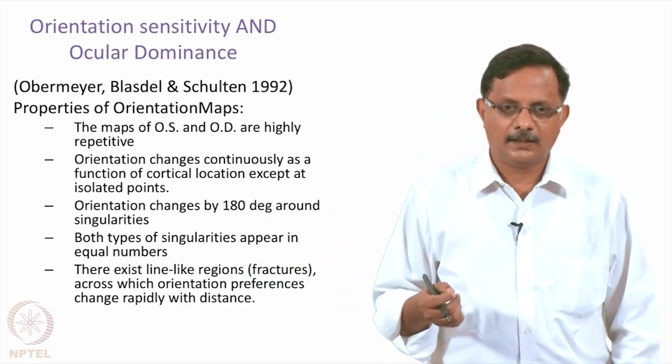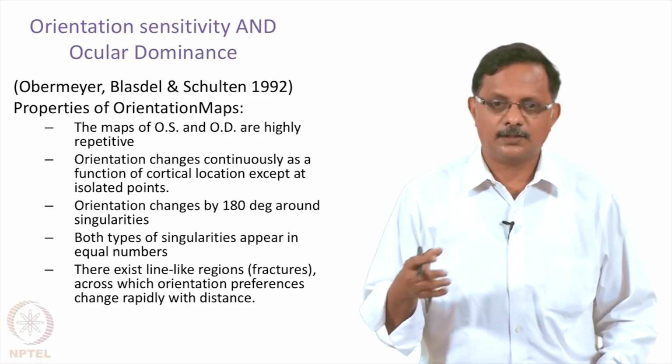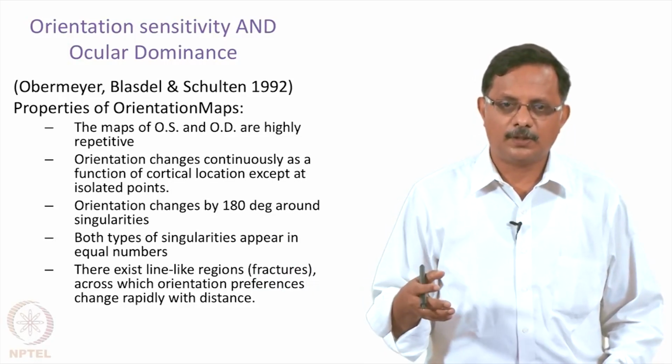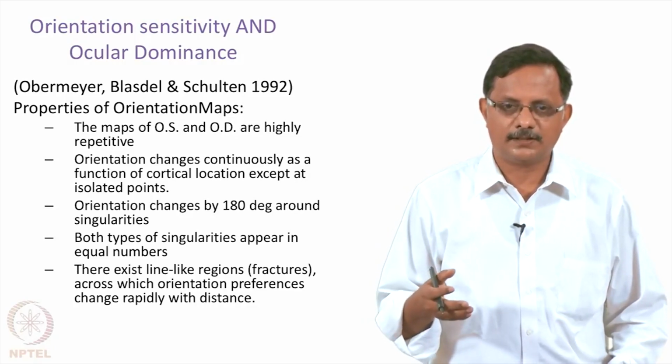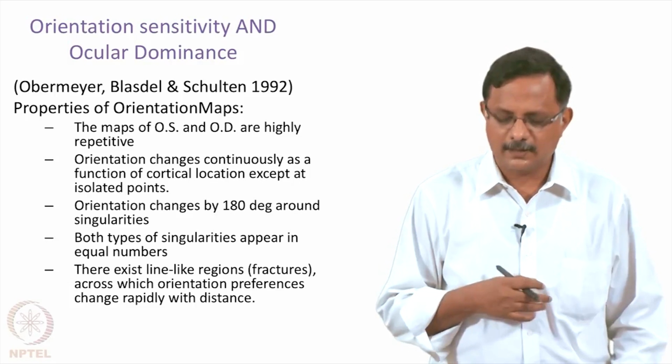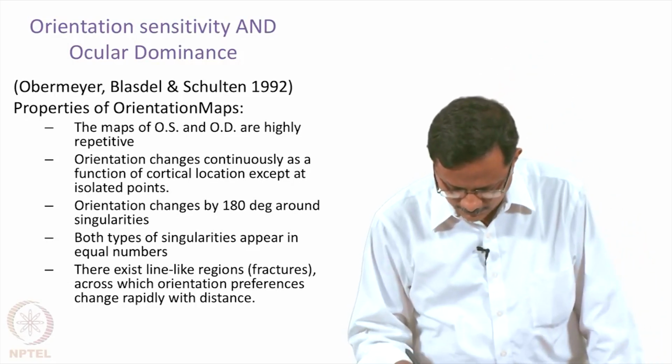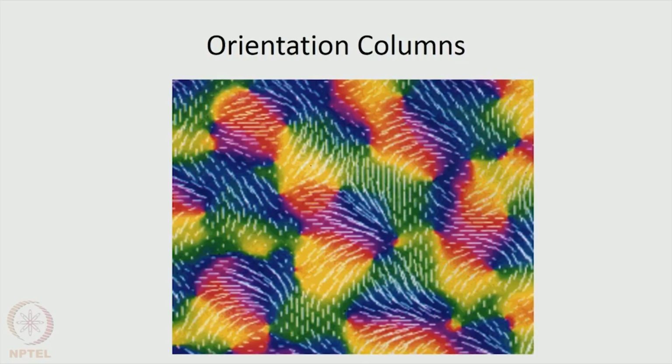And so, although the orientation changes continuously at most points, at certain isolated points you do not have this kind of continuous variation, and such points are called singularities. So, let us see how they look. For example, here the orientation changes continuously from yellow to green. So, yellow is 45 degrees and green is vertical, 90 degrees, but at certain points lots of colors meet. So, these are those points.